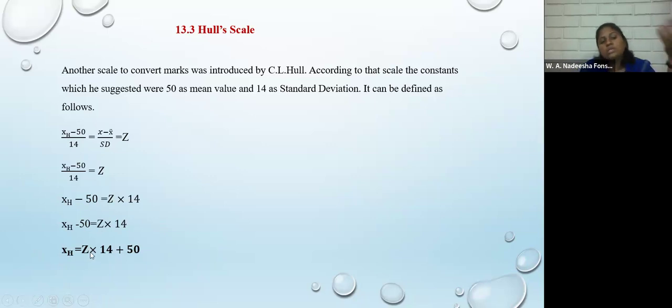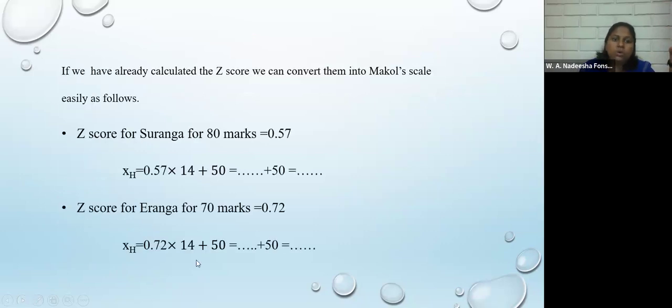We already know the Z value of those two students. So then we can find Hull's values for those scores. Let's do it. The Z score of Suranga is 0.57. So then we have to multiply 0.57 into 14 plus 50. Tell me the value of 0.57 into 14. Just calculate and tell me.